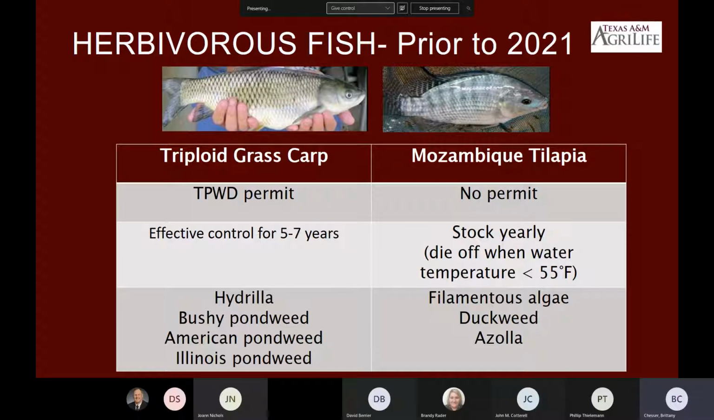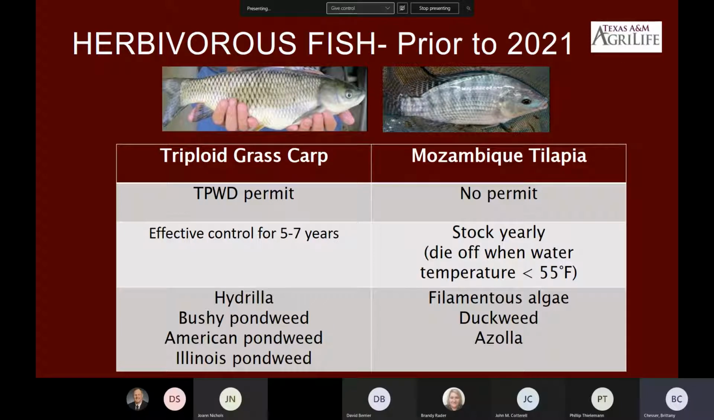And we'll talk about stocking densities in a second. But you'll see on here I have listed hydrilla, bushy pondweed, American pondweed, and Illinois pondweed. These are the number one things that triploid grass carp like to control. Just like humans, triploid grass carp do have a palate, and so they're not going to just control anything in your pond. For the most part, they do like to control a lot of our submerged aquatic plants, but just know that these are their preferred species.